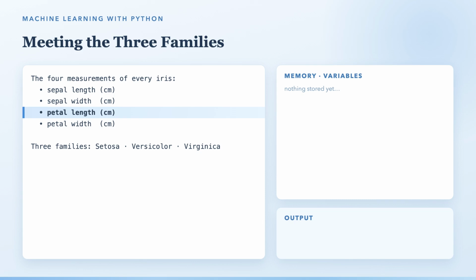Let's read this little card together, slowly. At the top, it says every iris carries 4 measurements. The first is sepal length, in centimeters. The second, sepal width. Then come the petals, petal length and petal width, both in centimeters too. 4 gentle numbers, that's the whole description of a flower. And at the bottom, the 3 families we'll be meeting all episode: Setosa, Versicolor, and Virginica. Whenever you see these names later in the code, remember this card: 4 measurements in, 1 family name out.